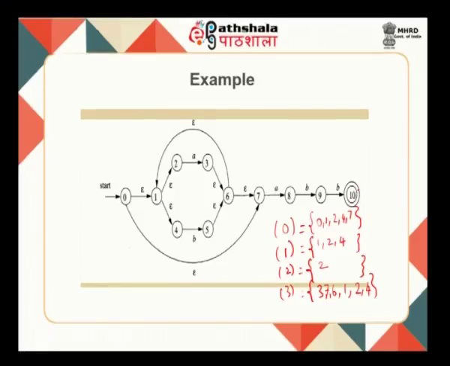So, epsilon closure of a state is defined as the set of states reachable from a given state including the state itself on epsilon transitions only. So, from 0 I could go to 1, 2, 4 and 7. So, it is 0, 1, 2, 4, 7. From 1 I could go to 2 and 4. So, it is 1, 2, 4. From 2 I could go to nowhere. So, it is only 2.